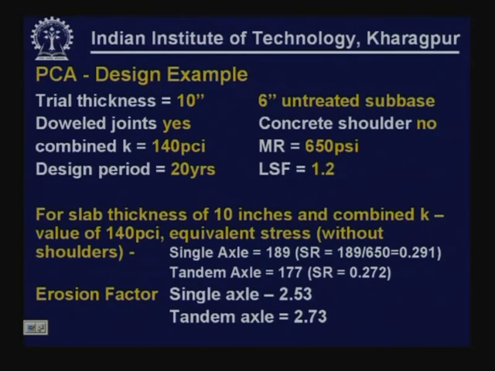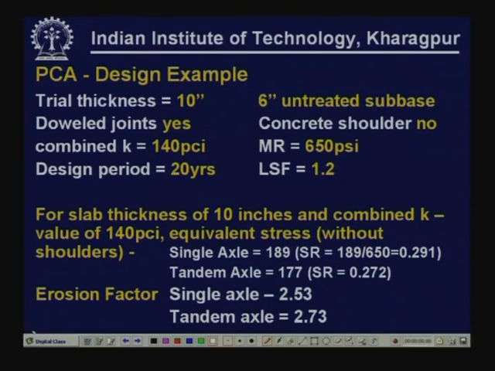For a slab thickness of 10 inches and combined K value of 140 PCI, the equivalent stress, this being a case without shoulders, for single axle is 189. So, the stress ratio is 189 divided by 650, which is the flexural strength of the concrete, that is 0.291. Similarly, for tandem axle, the stress ratio is 0.272. Erosion factors for the given case are 2.53 for single axle and 2.73 for tandem axle.